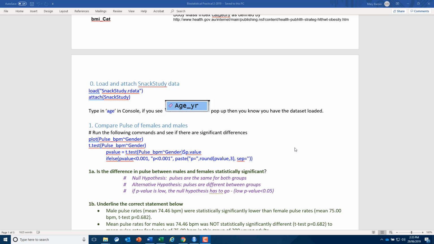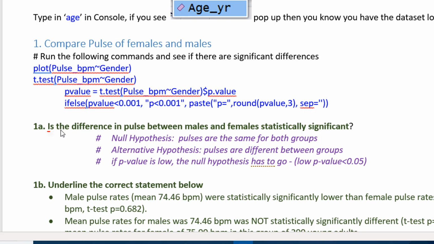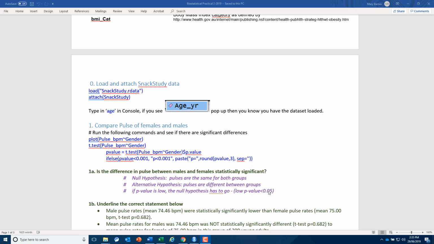So we've just done our t-test for whether pulse is different for the two genders. And now we want to answer the first question. So back in our Word document, it asks us, is the difference in pulse between males and females statistically significant? As I alluded to briefly in the last video, if the p-value is low, then the null hypothesis has to go. So our null hypothesis is that the pulses are the same for both gender groups, for both females and males. So our p-value was very high.